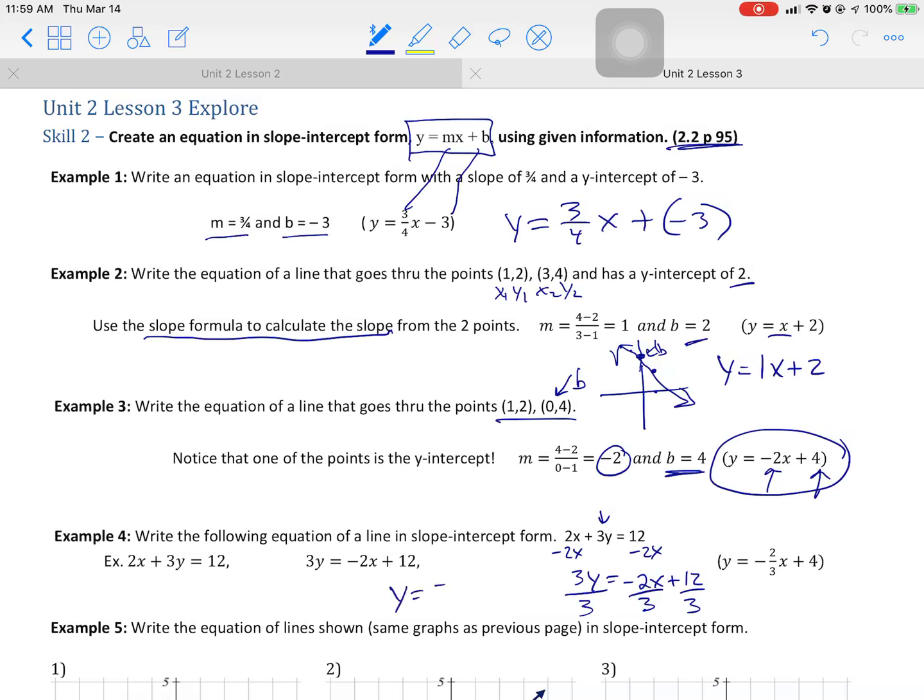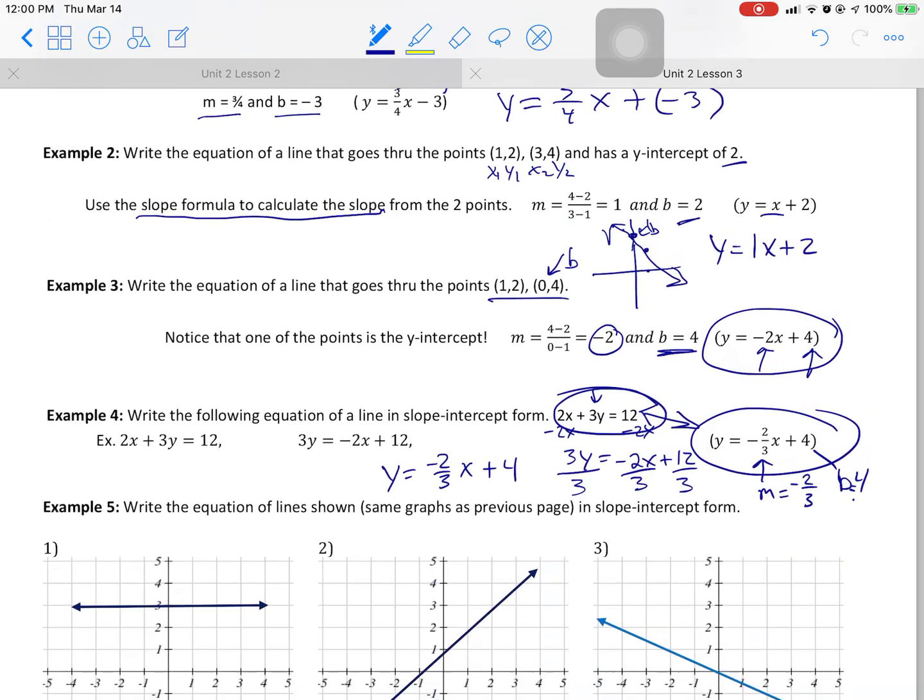So y equals negative 2/3 x plus what? 12 divided by 3 is 4. So that turns into this. Write the following equation in slope-intercept form. This equation turns into that in slope-intercept form. We do that so we can look here and say, what if they said, okay, turn this into slope-intercept form and tell me the slope. So the slope is negative 2/3 and the b is 4. That's why you turn some things around. You cannot tell that from the standard form here, but you can if you turn it around into slope-intercept form, and that's why it tells you that.